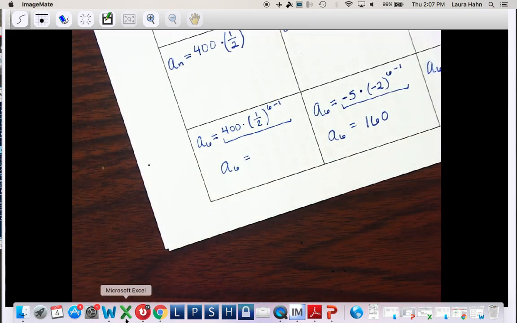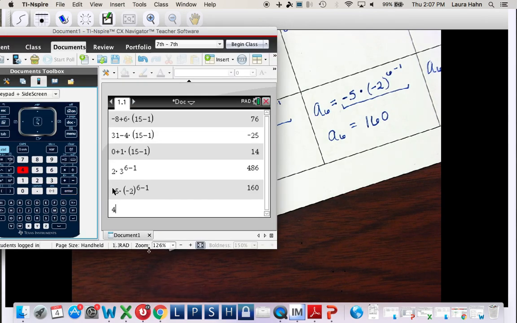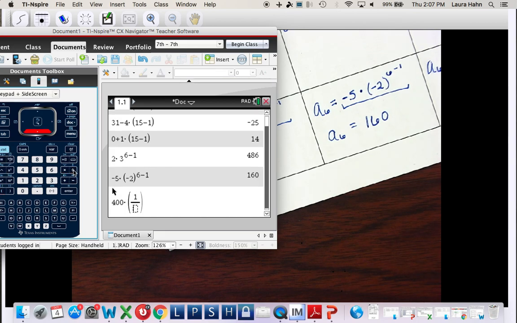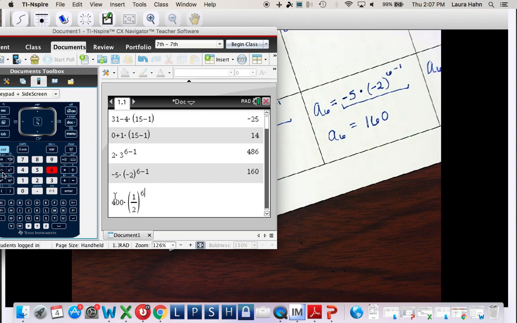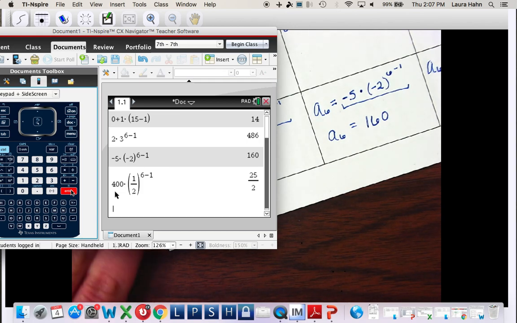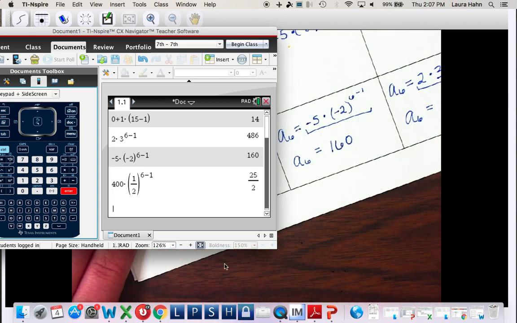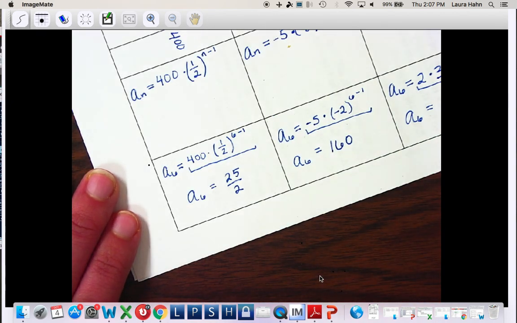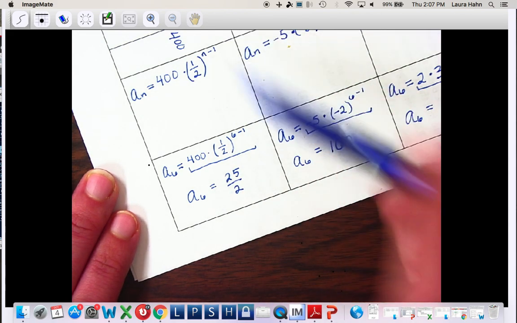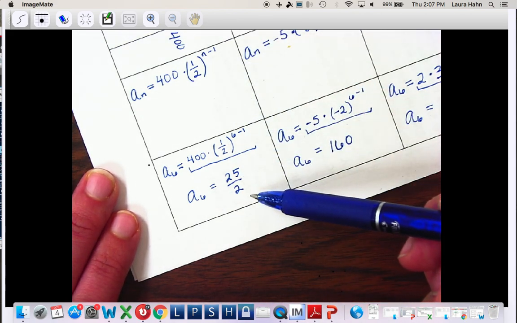Okay, so we have 400 times, in parentheses I want to put my fraction, so control divide, 1/2. Then I want my exponent on the outside of the parentheses, so I'm going to raise it up like the exponent, the caret key, to 6 minus 1. Press enter. So I got 25/2. So if I were to continue to multiply by 1/2, the sixth number I would get would be 25/2.